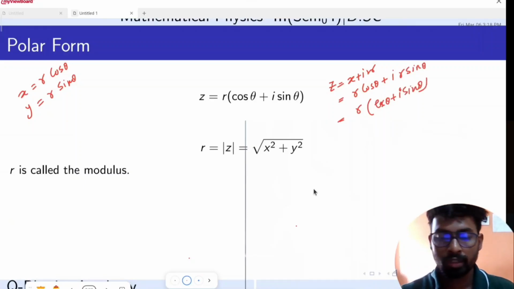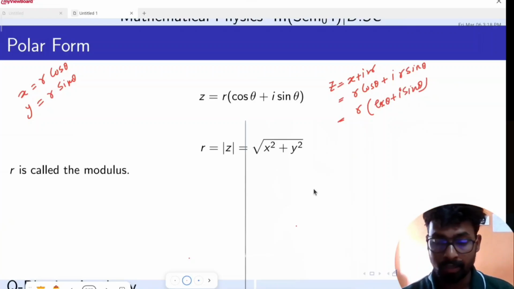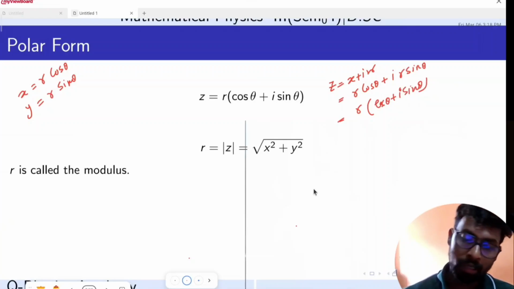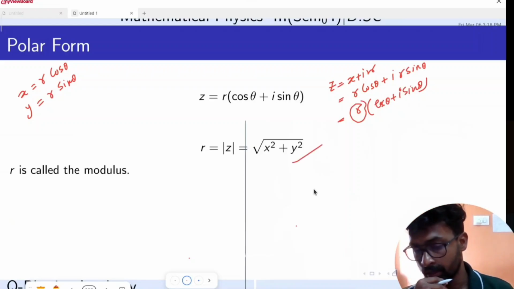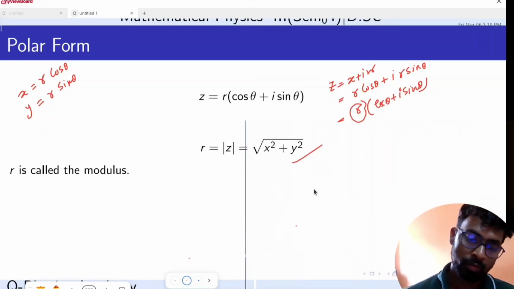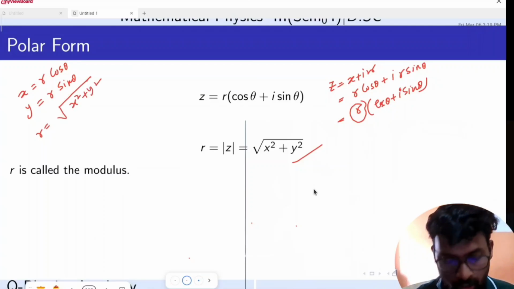So in polar coordinates any complex number can be written as z = r(cos theta + i sin theta), and here r is called the modulus. The modulus r can be calculated as the square root of x square plus y square. So from this expression we can calculate r = sqrt(x² + y²).